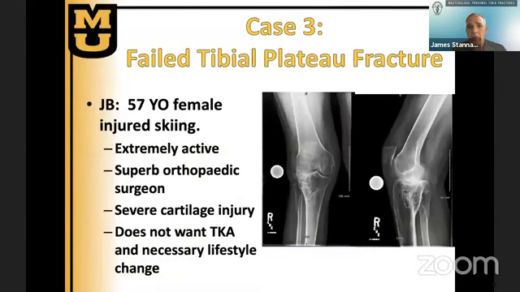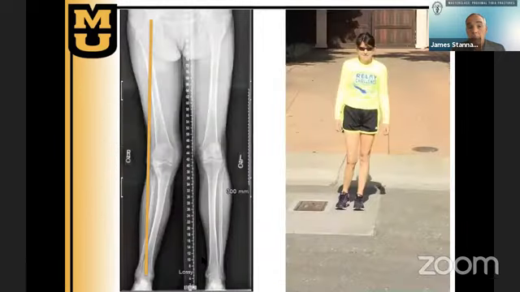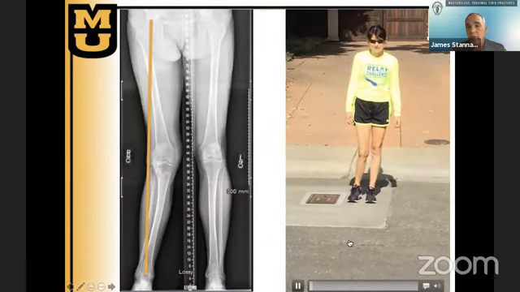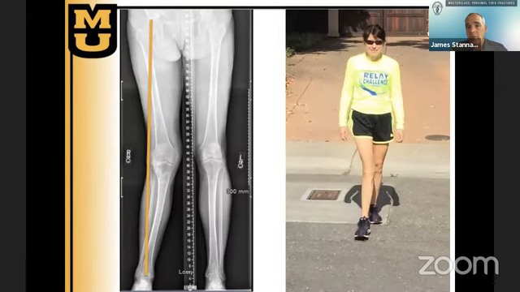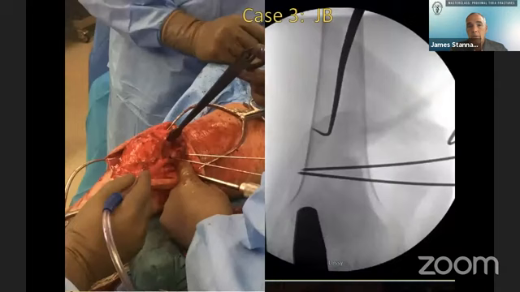Last case real quickly, a 57-year-old. Now this patient could have had a total joint, but she was extremely active. So a friend of Mark Lee, who's a really good surgeon, said that her cartilage was gone. Is there anything we could do? So she came. This is what she looked like. Severe valgus, you can see, and her walking is really not good, as you'll see real quickly from this video. This is a lady who was a marathon runner and just terrible.